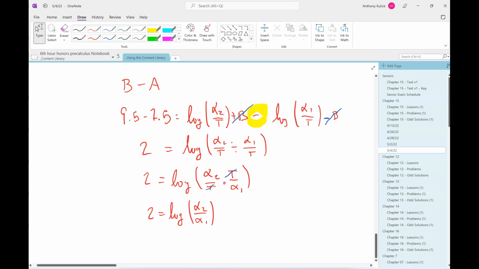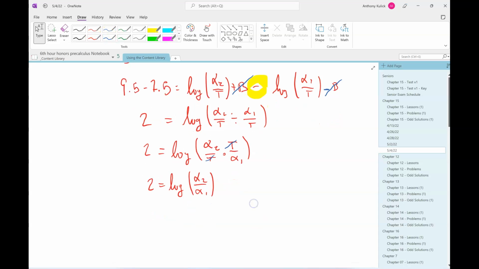Got to get rid of that log, right? How do I do that? Well, an exponent cancels a logarithm. Exponent base. Which exponent base would I want to use here? 10. Why base 10? It matches the base of the logarithm. I remember when there's no subscript written on my logarithm, that is the common log, which has base 10.